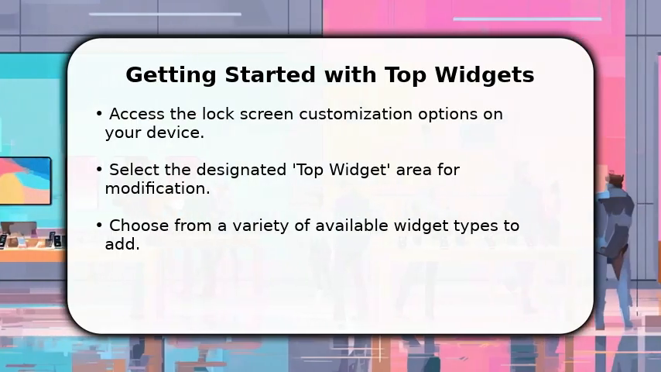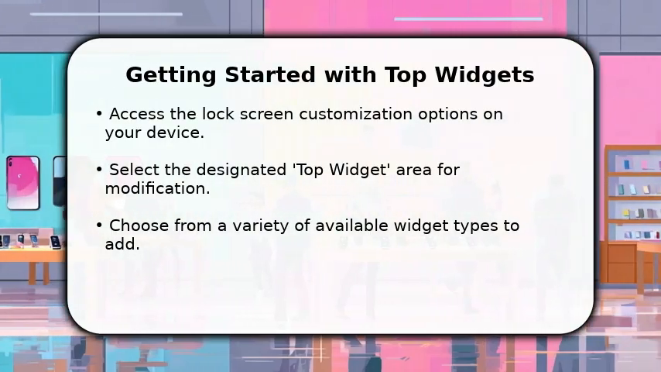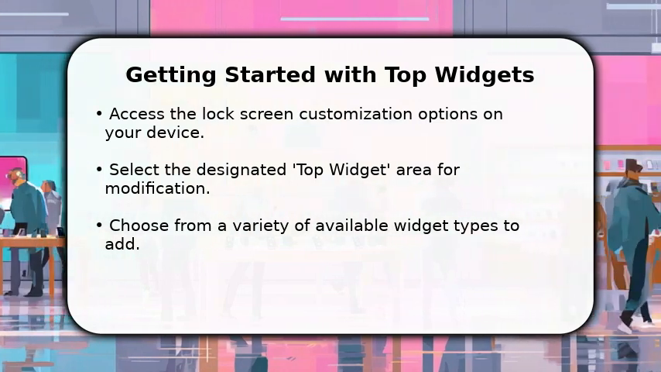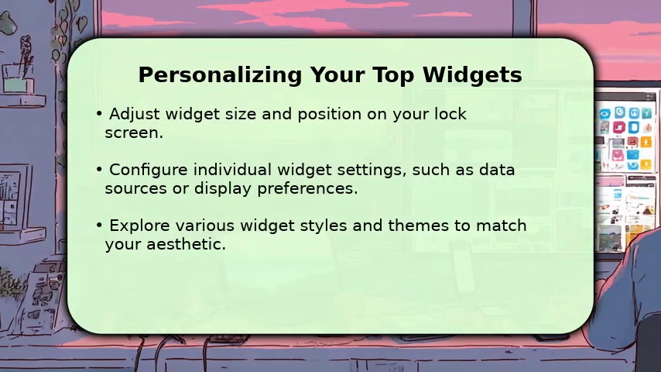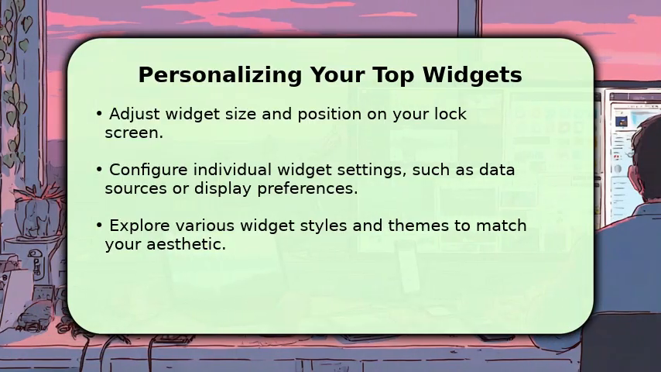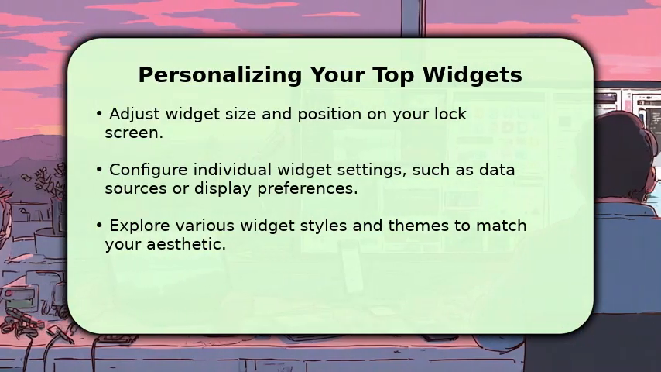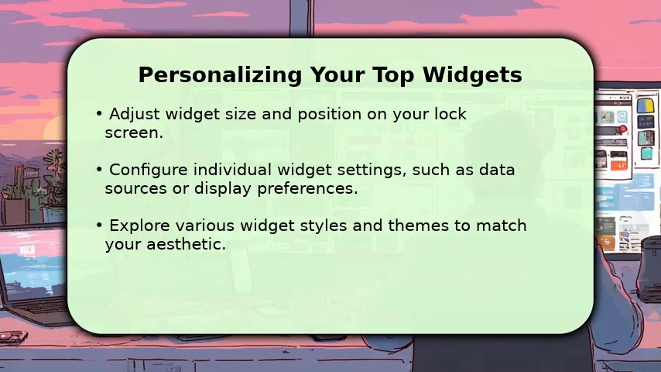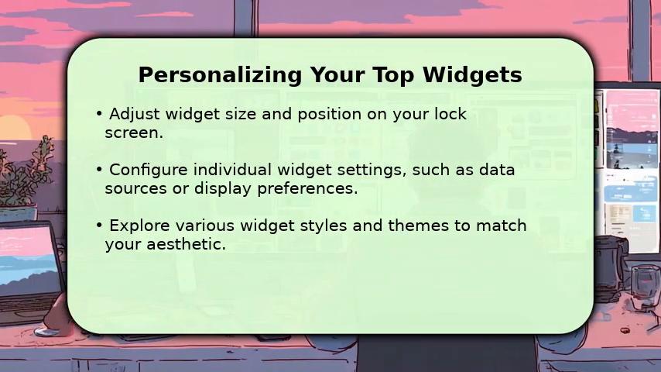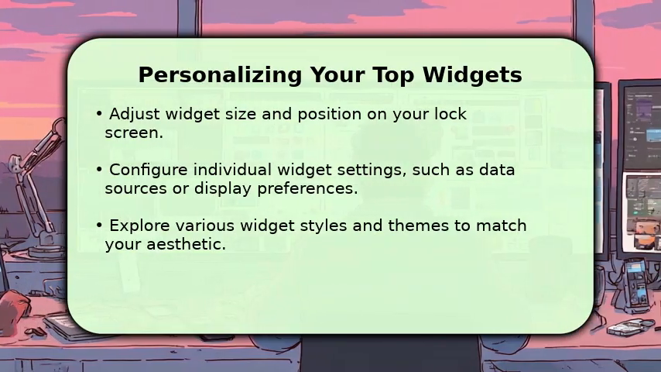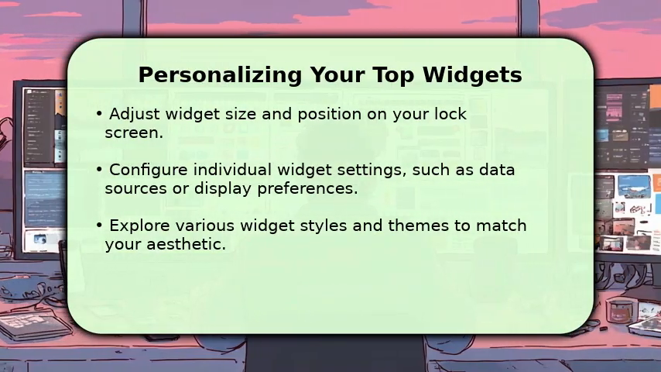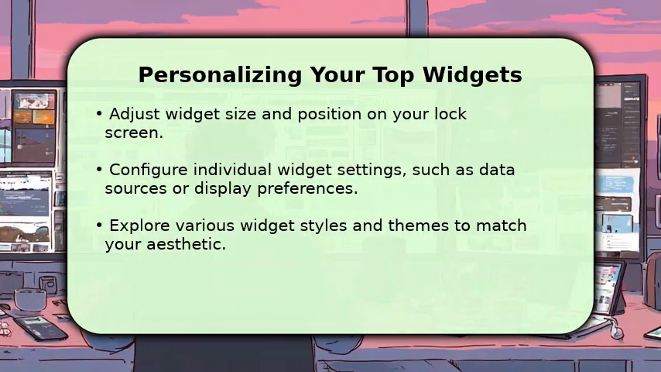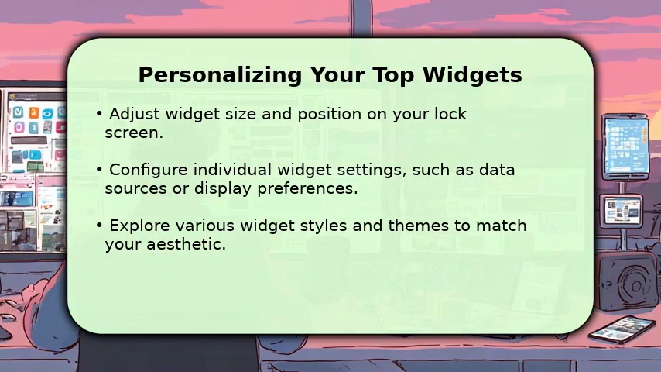You'll then be presented with a selection of available widget types to choose from, allowing you to personalize your device's glanceable information. Now that you've selected your widgets, it's time to personalize them. You can easily adjust their size and position on the lock screen to fit your preferences, often by dragging and dropping. Dive into individual widget settings to configure specific details, such as data sources for weather or stock information, or display preferences for calendar events.